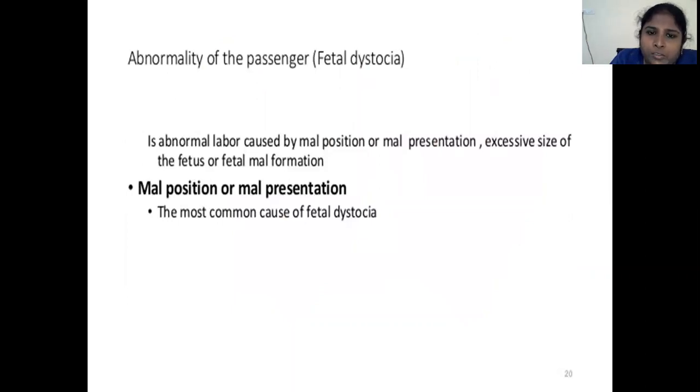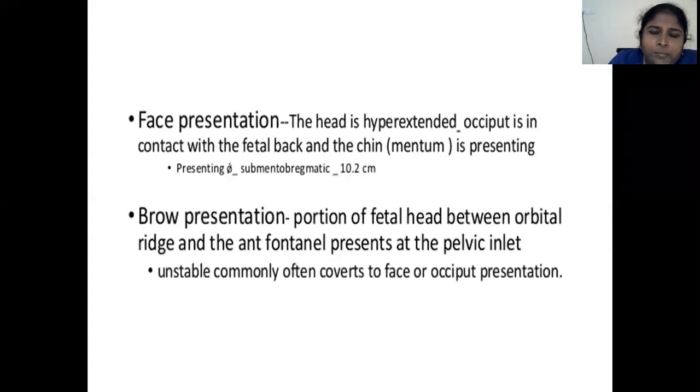Okay. Next, power, passenger, passage. Next is the passenger. Passenger problem is fetal dystocia. It can be caused either by a problem in the position or presentation, or a problem in the size, excessive size. Malposition or malpresentation is the most common cause of fetal dystocia. Coming to your malpresentations, they have already been dealt with, so I'll just give a briefing, that's all.